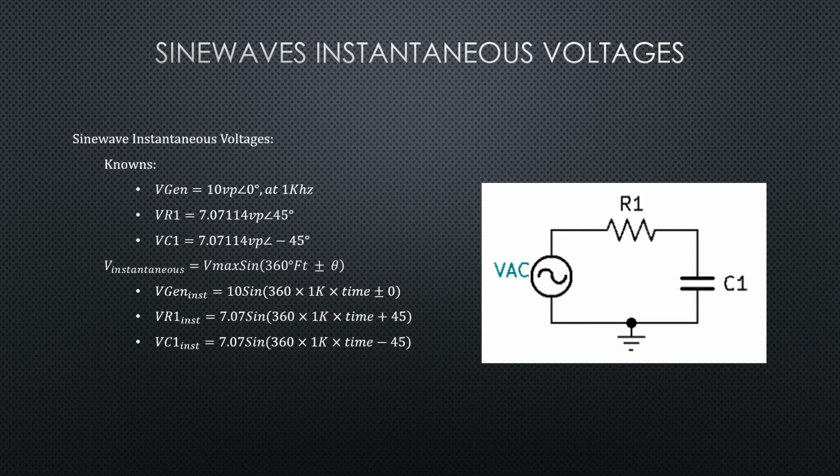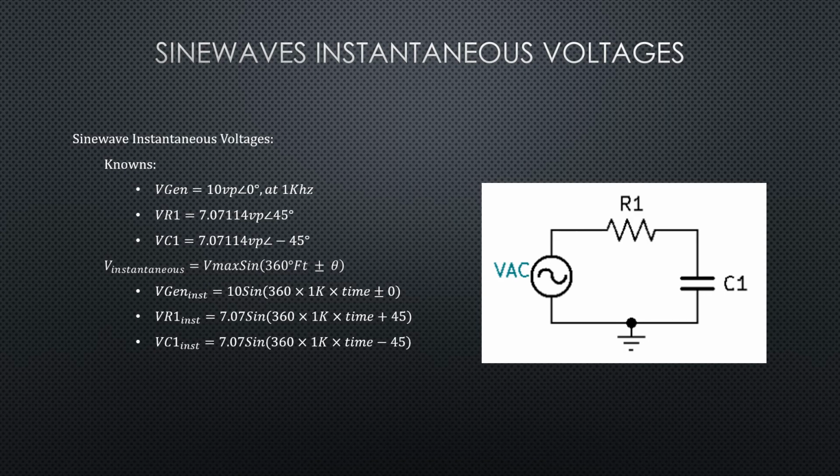So now we have the voltages. We have some phase angle relationships, but what if we want to find the instantaneous voltage, or a particular voltage at a particular time or in relation to the other voltages? So the V instantaneous formula is equal to V max times sine of the quantity 360 times the frequency times the time plus or minus whatever phase angle we have, and that should give us the instantaneous voltage for each one of these voltages that we already know.